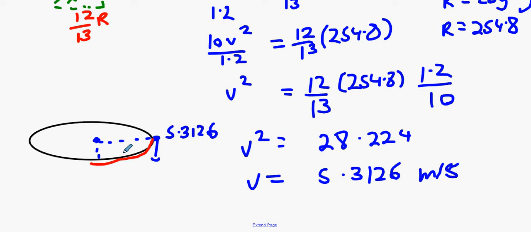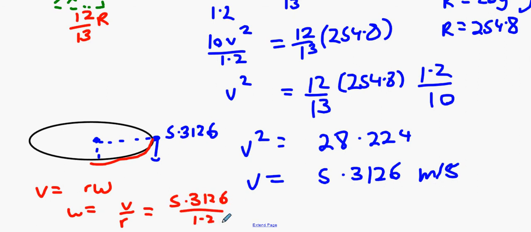So how do we change that into angular velocity? Does anybody remember? V equals R W. W equals V divided by R. And what Mick said is just divided by 1.2, is it? Yeah. And what do you get when you're done? 4.427 radians per second. Is that okay?